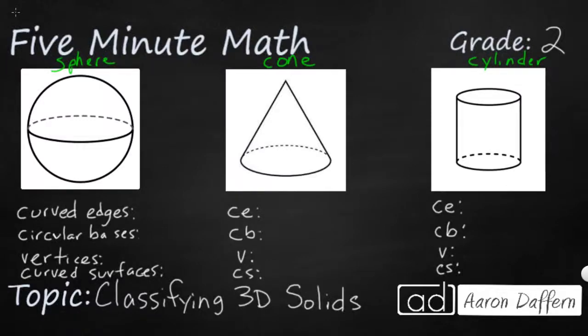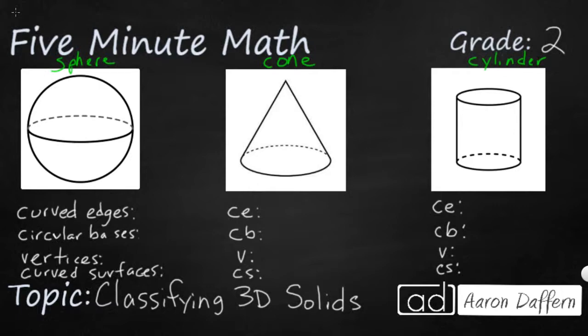Today we're looking at the second grade concept of geometry, specifically how we can use different words to define and to classify three-dimensional solids, and we'll do it in 5 minutes or less. So I'm starting with three solids here, the sphere, the cone, and the cylinder, that all have curved surfaces, because we're going to use different words to describe these three-dimensional shapes.